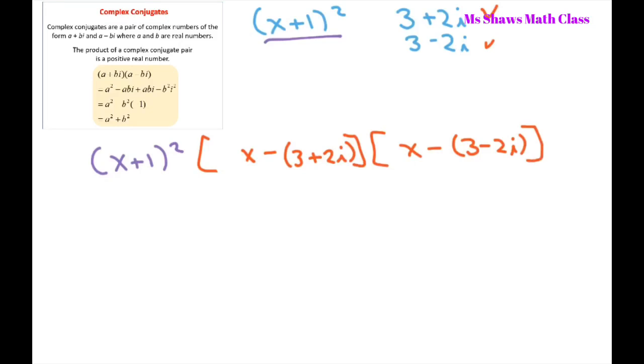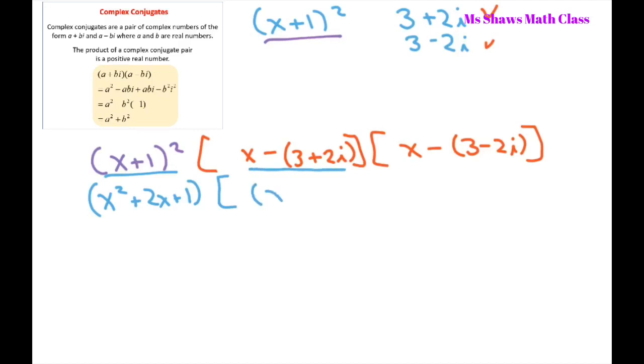Now here's where I'm going to use my associative principle, and I'm going to move these parentheses around. I'm also going to take care of that. This is x squared plus 2x plus 1. So that's just your factoring facts. And here I'm going to move the parentheses around.